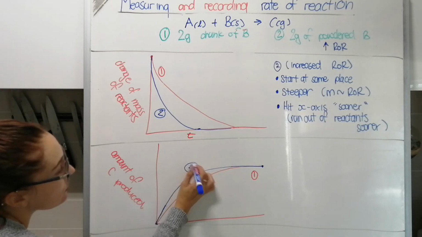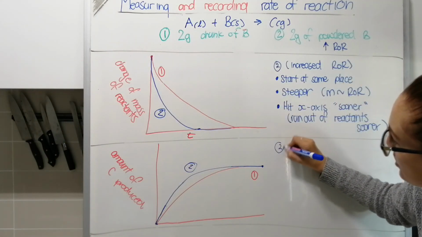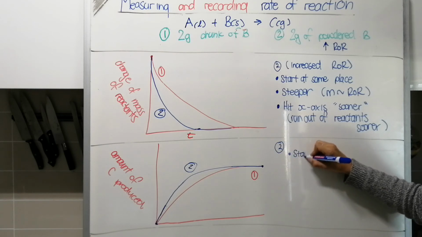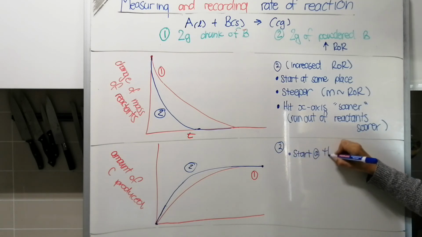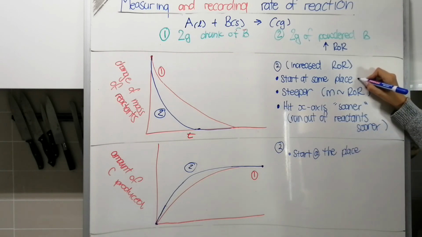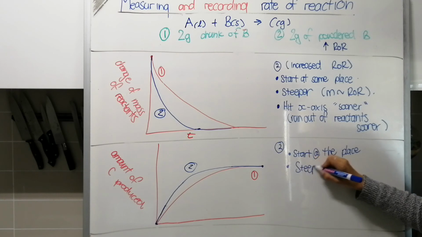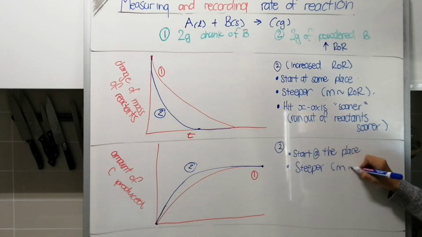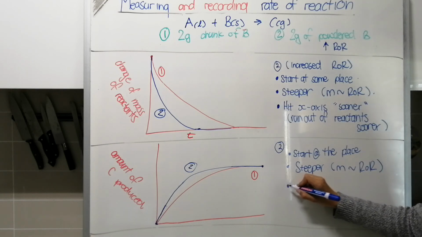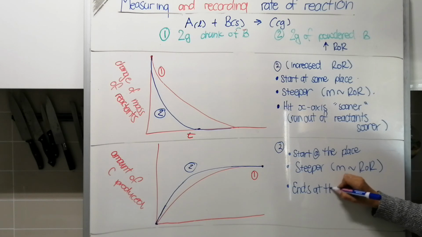That's reaction 2, but reaction 2 is just steeper there at the beginning. So for reaction 2, for this scenario, it starts at the same place as reaction 1's line. So same as there. It's steeper as well, because the gradient is an indication of the rate of reaction. And it ends at the same place.